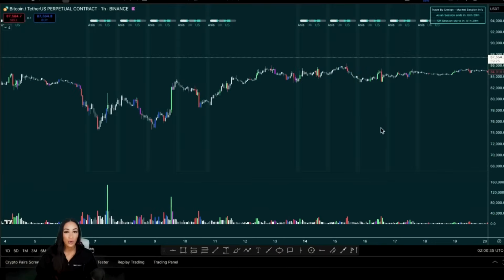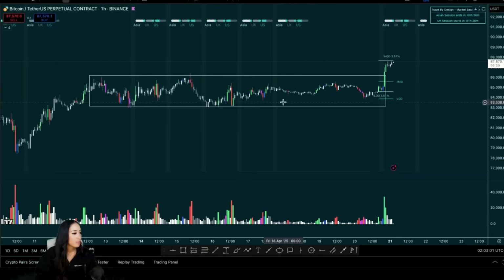Volume is one of the most overlooked tools, especially by new traders. Volume tells us how strong or weak a move really is. If price is breaking out of a range or pushing into a new high with strong volume, then this is a move we want to pay attention to. But if that same move is happening on low volume, that's a red flag. It could be a fake out.